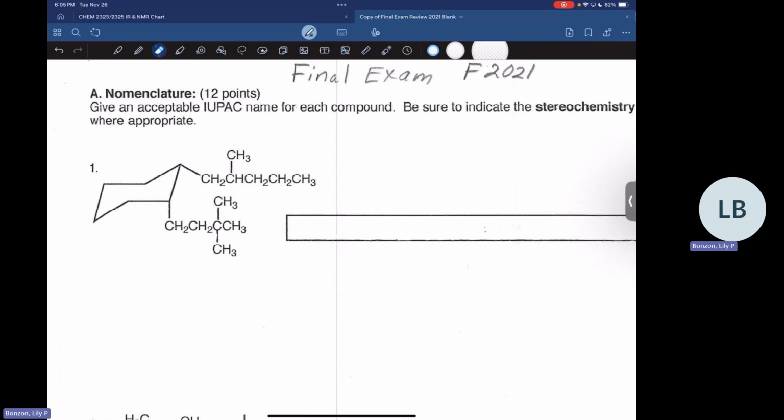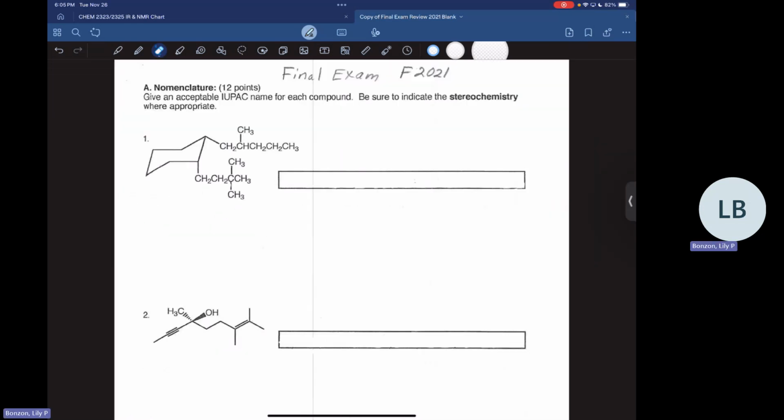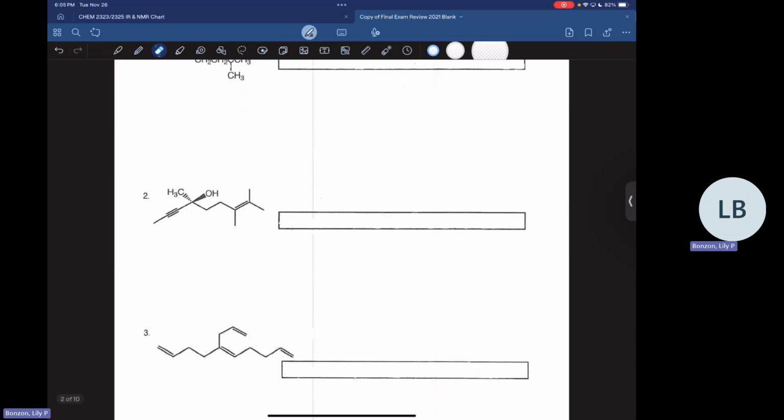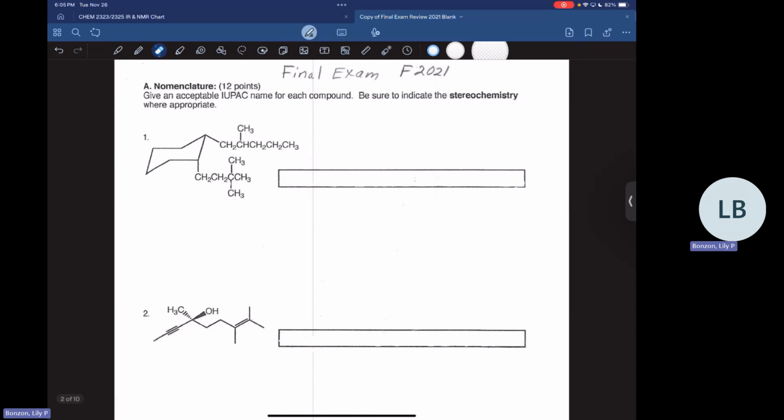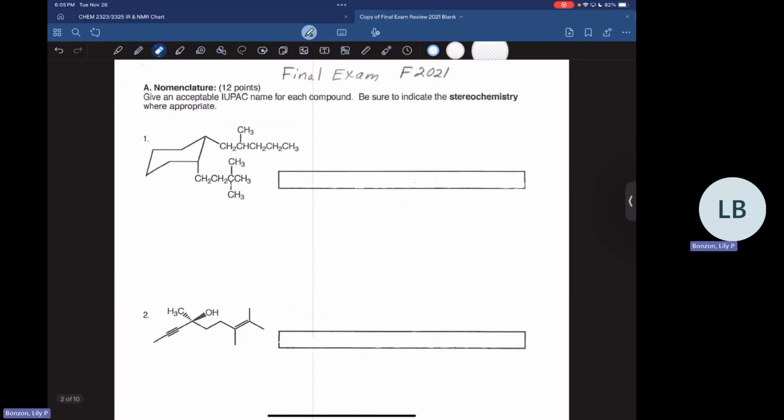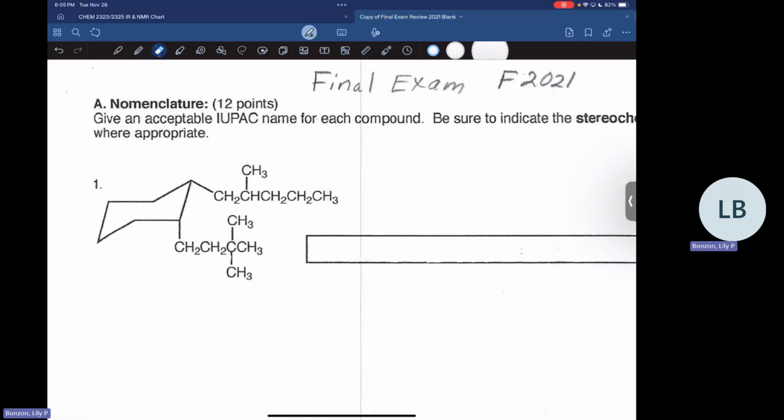So starting with nomenclature, again, nothing too different for the final exam. You'll still have your alcohols, triple bonds, double bonds, stereochemistry, all that kind of stuff. So for this first question, we have a cyclohexane in a chair conformation, and we have two alkyl groups. We don't have any double bonds or triple bonds, so for this one, it's going to be pretty straightforward.